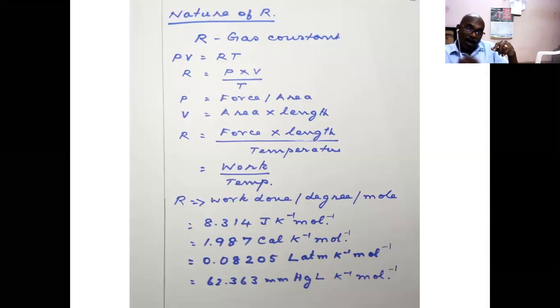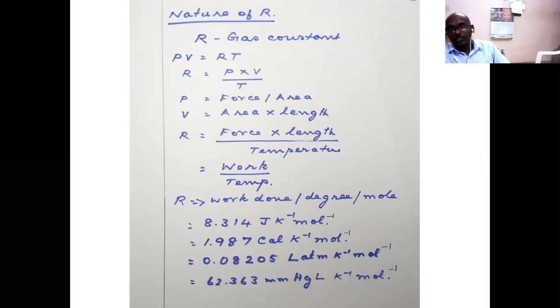The same R, universal gas constant, what we derived in thermodynamics is derived in a different fashion here in the gaseous state. There we derived it as the heat capacity of the gas. What is heat capacity? It is the heat energy required to raise the temperature of the body by 1 degree. But what we say here, it is the work done per degree per mole. The same definition, but in a different view.